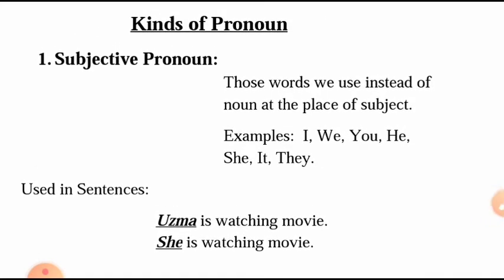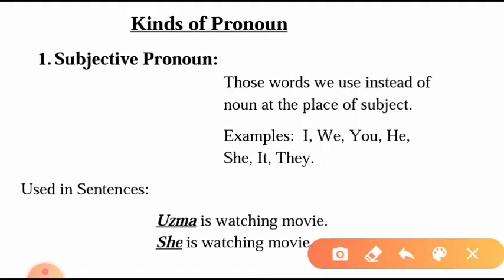The first kind is the subjective pronoun. Now let's see the definition. Those words we use instead of noun at the place of subject. As we have already mentioned, the words that we use instead of the noun are the pronoun, but what is additional here is this: at the place of subject. The words that you are using at the place of subject, what you call subjective pronoun. These are all the words that you use at the place of the subject.